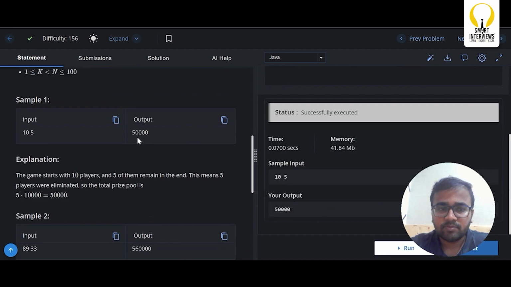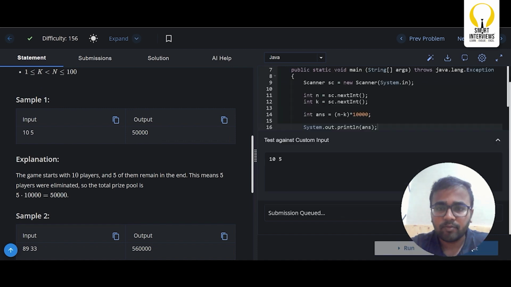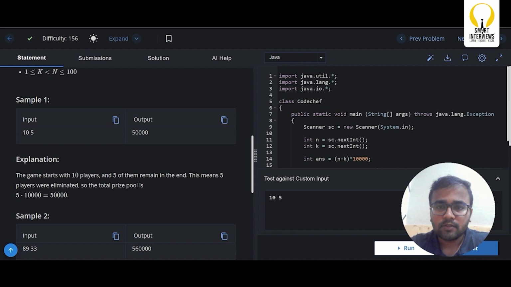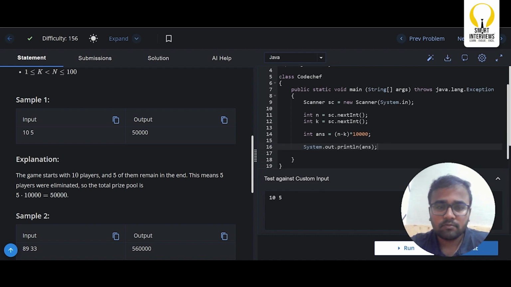Okay. We got the expected sample output. Let us submit this. That's it. So very simple problem. Let's move forward.